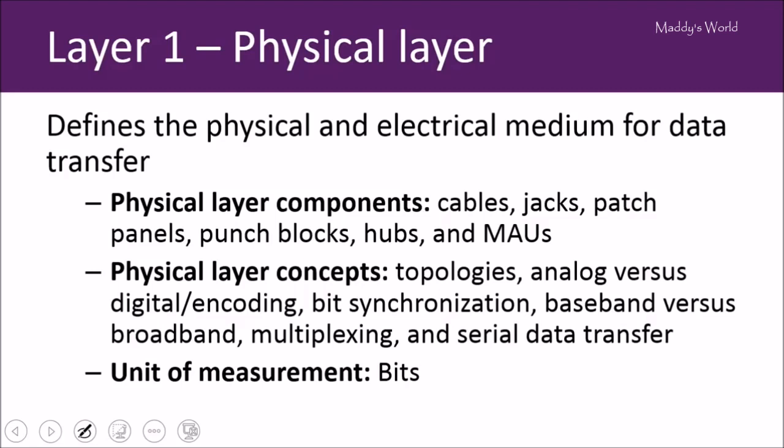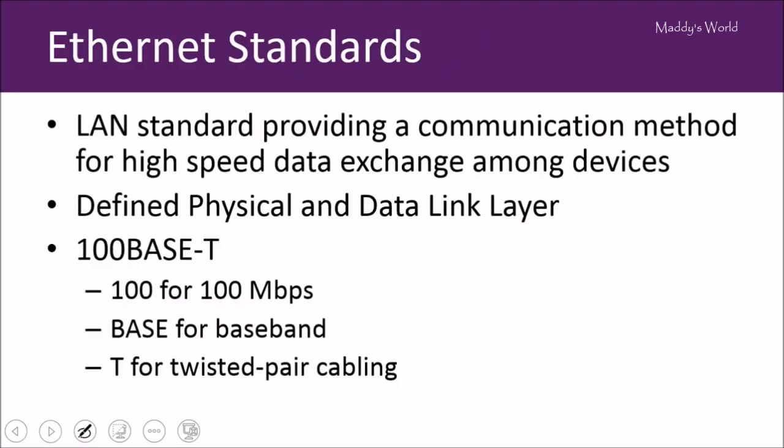Physical layer concepts: we've talked about topologies. We talked about serial data transfer. We're going to touch on baseband versus broadband, and we will talk about analog and digital encoding here in a while too. Once again, the unit of measurement here at the physical layer is bits. Ethernet standards. We just talked about these really quickly here. Ethernet standards, it's a local area network standard, like we mentioned in our previous modules.